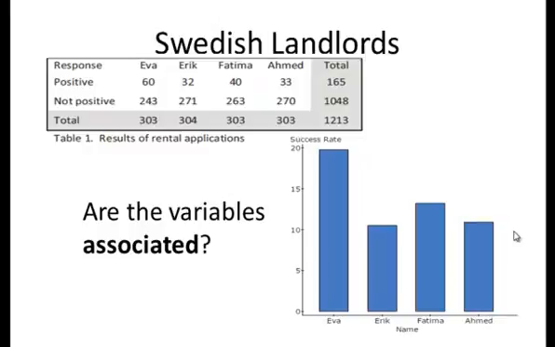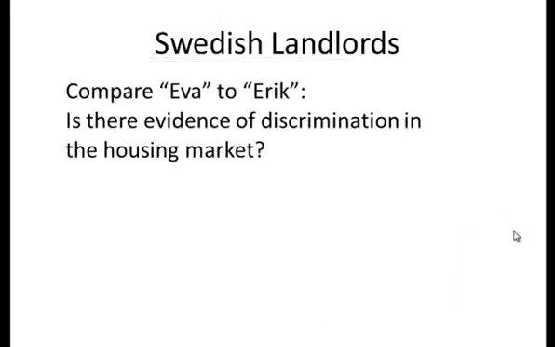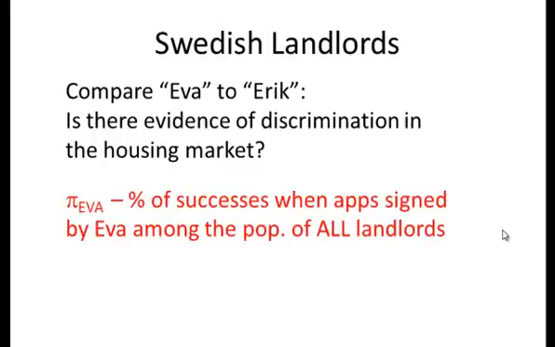Back to the study. Here's the question that we're trying to answer. Is there evidence of discrimination in the housing market? Notice that there are two percentages we want to learn about. Pi with the subscript Eva we'll reserve for the success rate when the applications are signed by Eva, but notice there's no hat. That means we're talking about the percentage among the population of all landlords.